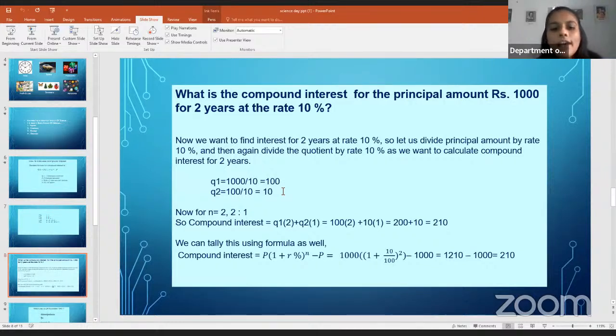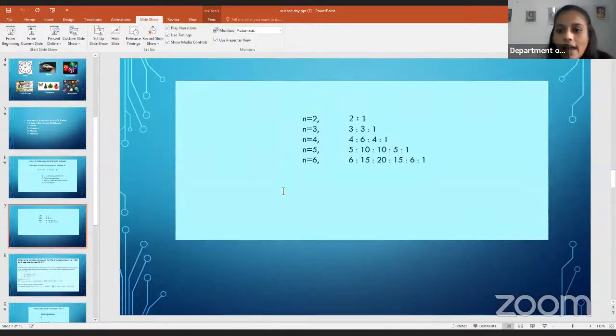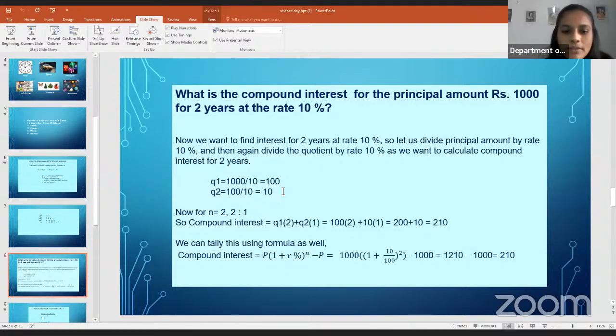So now we have Q1 and Q2 both. As we have to calculate it for 2 years, in the Pascal's triangle slide, for n equal to 2, we have the ratio 2:1, right? So our formula using the Vedic maths trick becomes: compound interest equals Q1 into 2 plus Q2 into 1. This 2 and 1 comes from the ratio 2:1. Q1 is 100 into 2 plus Q2 is 10 into 1. So it will be 200 plus 10, which is equal to 210.